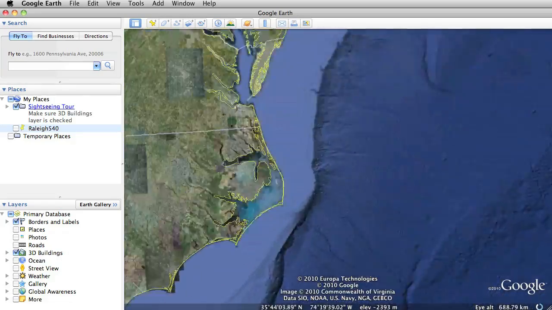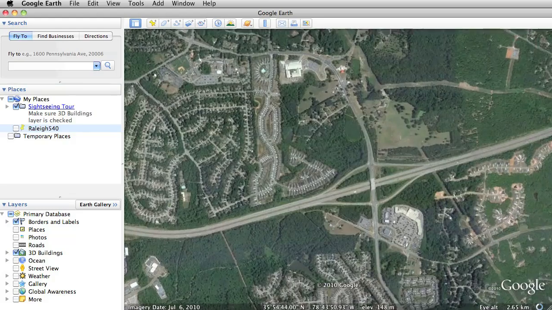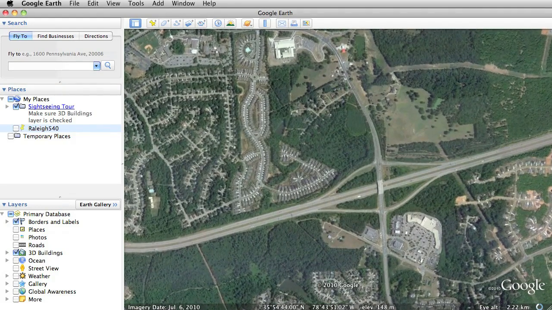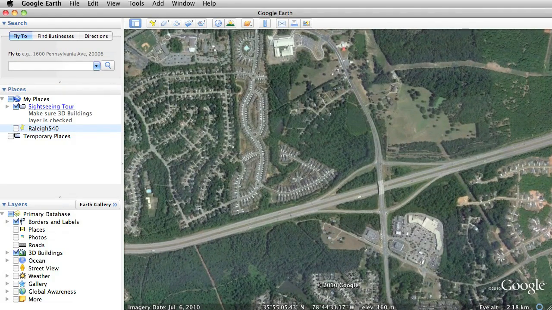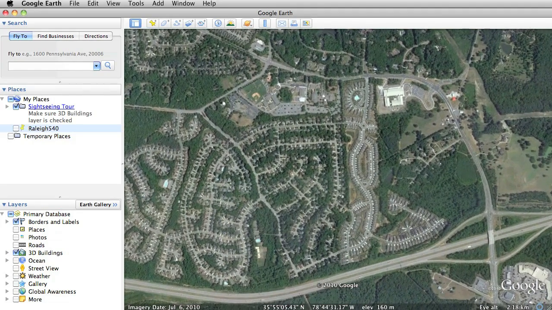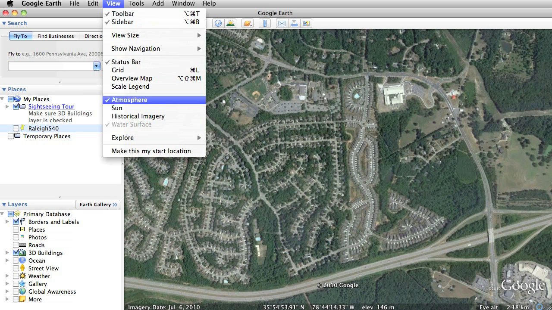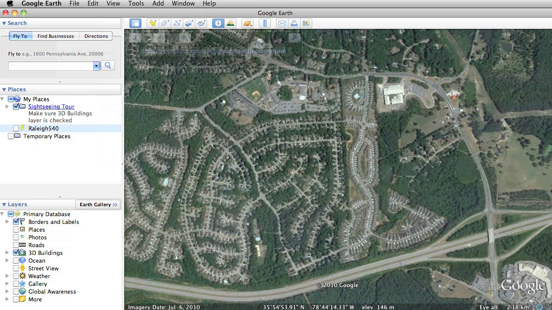We're going to jump over to Raleigh now, an area a little bit closer to home, where we can take a look at an area just north of 540, where we're looking at change over time. What you're seeing is a modern aerial image with 540 in the south and of course a nice neighborhood in the middle. But we're going to look at historic imagery.